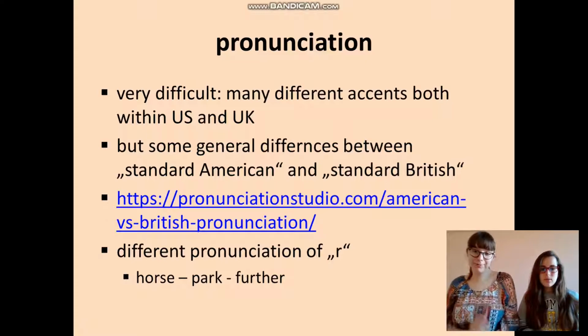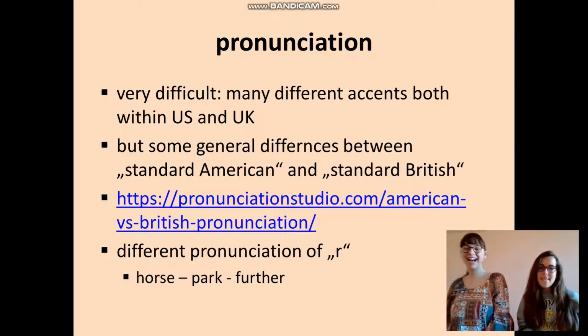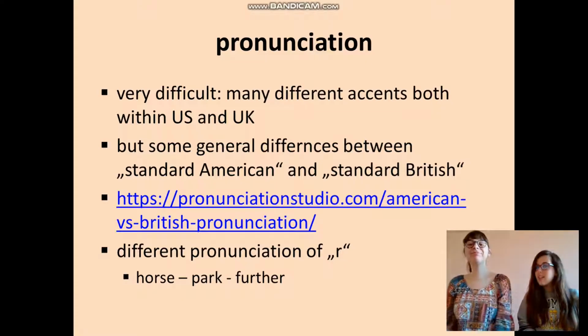The second problem that we have: neither Irene nor I am a native speaker. So I feel like I cannot really show you how it's pronounced differently, because I just pronounce it how I think I pronounce it and hope for the best. Like, I don't know. Me too. I don't know how we learned.